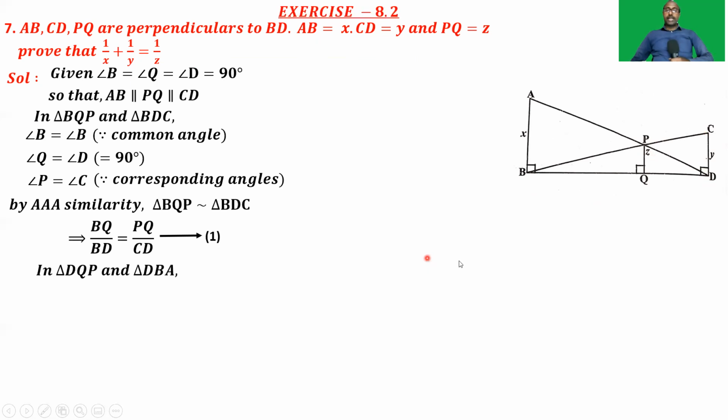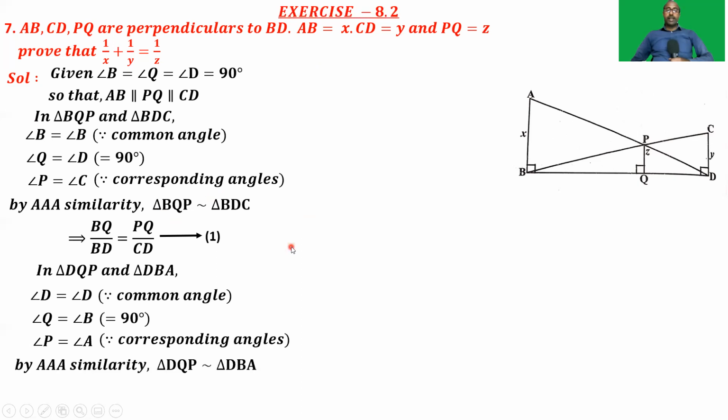Now consider triangle DQP and DBA. These two also are similar, like the previous similarity of triangles. So triangle DQP is similar to triangle DBA. From this we can write, ratio of corresponding sides, QD by BD is equal to PQ by AB. Take it as equation 2.